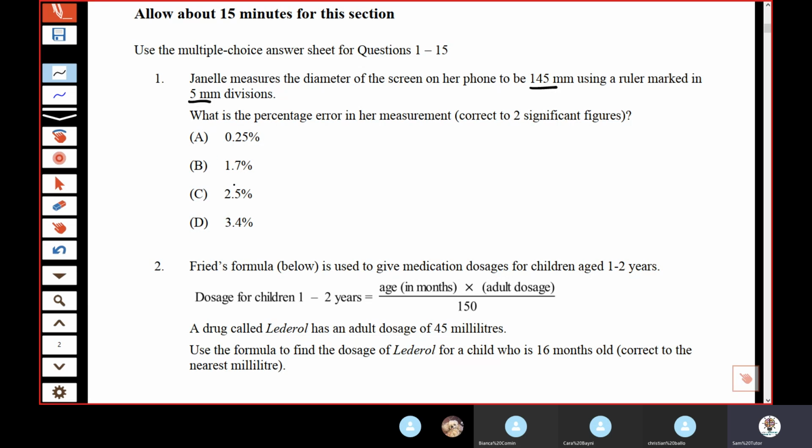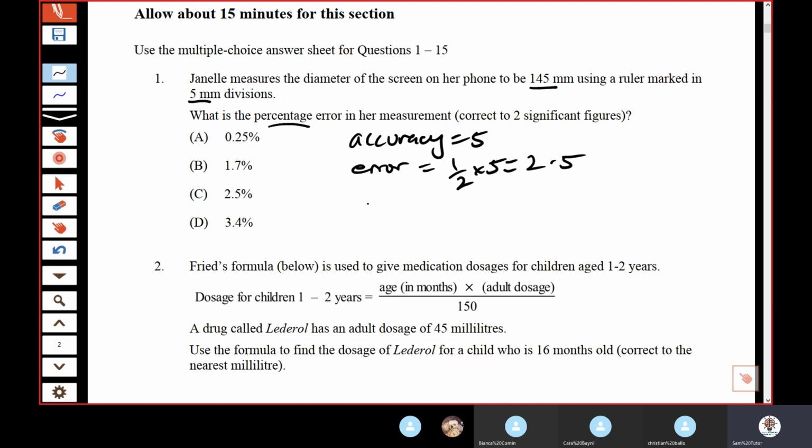It's not. Read it again. So it's every 5. So the limit of accuracy is 5. Accuracy equals 5. And then, of course, error would equal half of 5, which is 2.5.